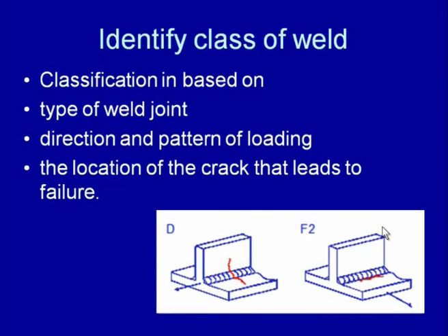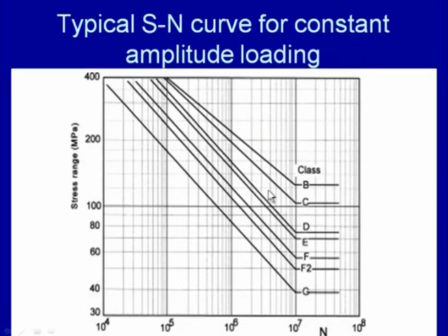We know that the higher the class, the greater will be the allowable stress range. A is considered as a higher class, and B, C, D, F, G are considered as the lower and lower classes. So, if we see this diagram further, B will be considered in the higher class, and C, D, E, F, F2, G will be considered in the lower class.